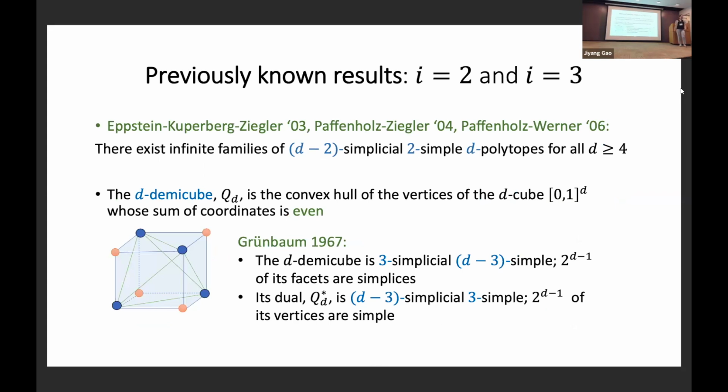So let's start with what was known, and let's start with the cases of small i. So when i is equal to 2, there was a series of papers by Epstein, Cooper, Verbrey, Ziegler, Bokowski, Ziegler, and Bokowski, Werner. What they proved is that for every d starting with 4 and up, these are the only interesting cases, so d should be at least 4, there do exist infinite families of d minus 2 simplicial, 2-simple d-dimensional polytopes. They have several constructions.